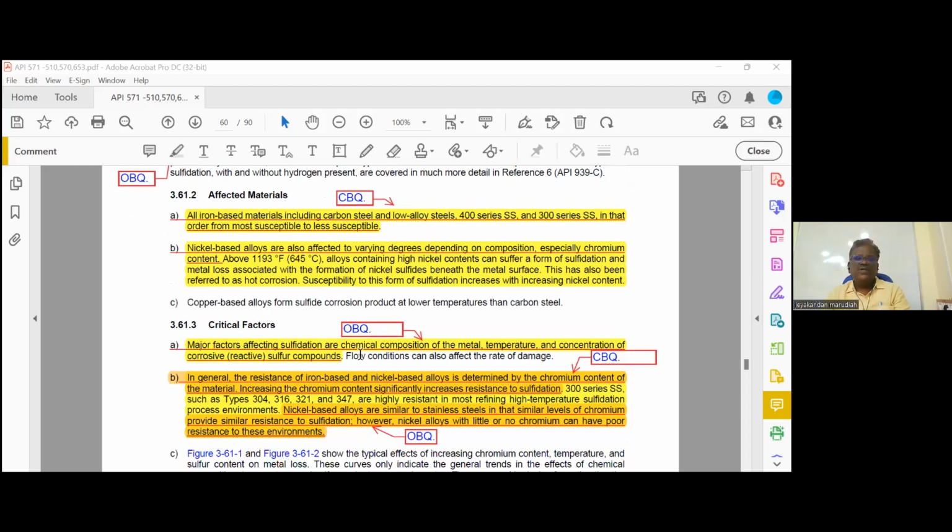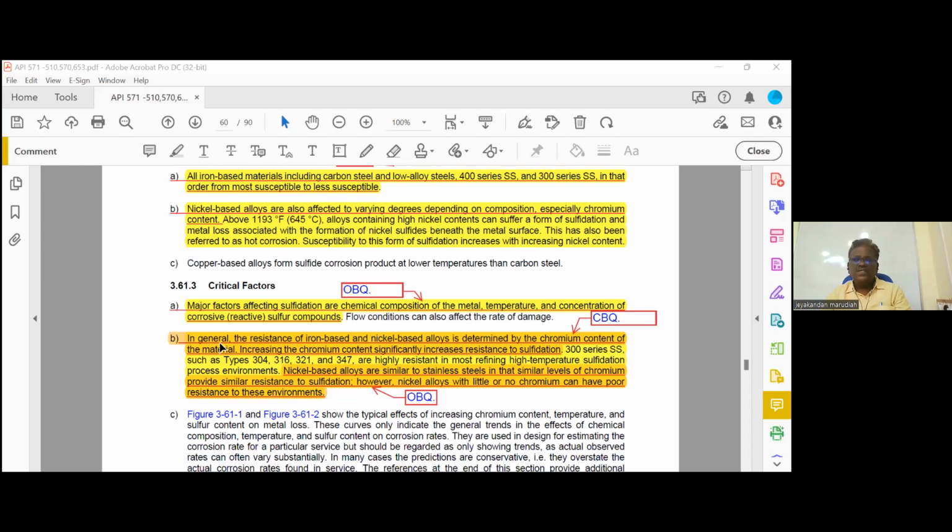Then the major factors of sulfidation: chemical composition, temperature and concentration. Then B, the first line is very important, a closed book question. In general, the resistance of iron-based alloys is determined by the chromium content of the material. Increasing the chromium content significantly increases the resistance to sulfidation. So only chromium. And the fourth line, nickel-based alloys are similar to stainless steel in that a similar level of chromium provides similar resistance to sulfidation. However, nickel alloys with little or no chromium have poor resistance. So only chromium will decide, not nickel. That is an open book question.